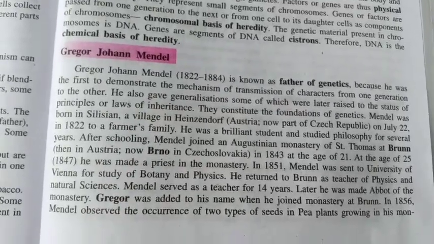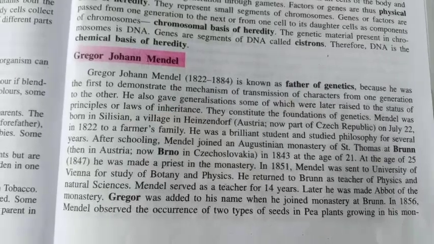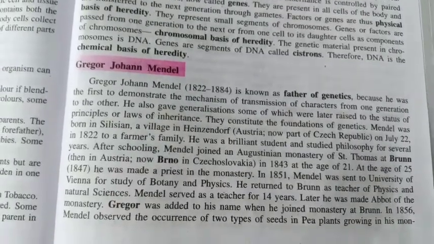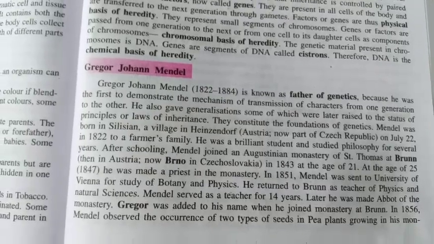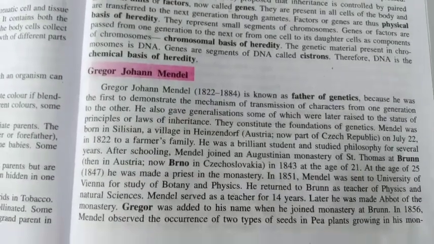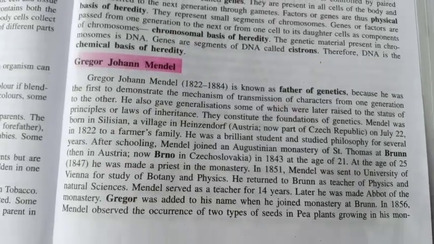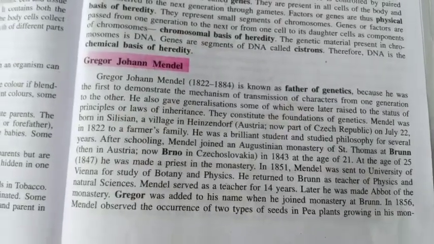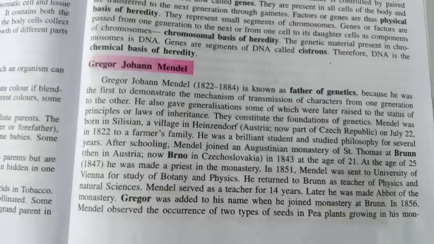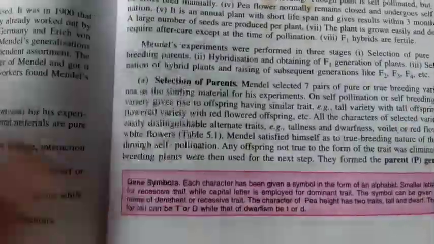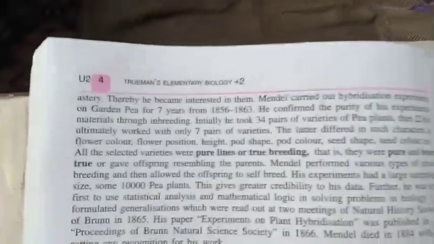The name Gregor was added to his name when he joined the monastery at Brunn, and in 1856 Mendel observed the occurrence of two types of seeds in pea plants growing in his monastery. That is where he started his experiments. Thereby, he became interested in them.